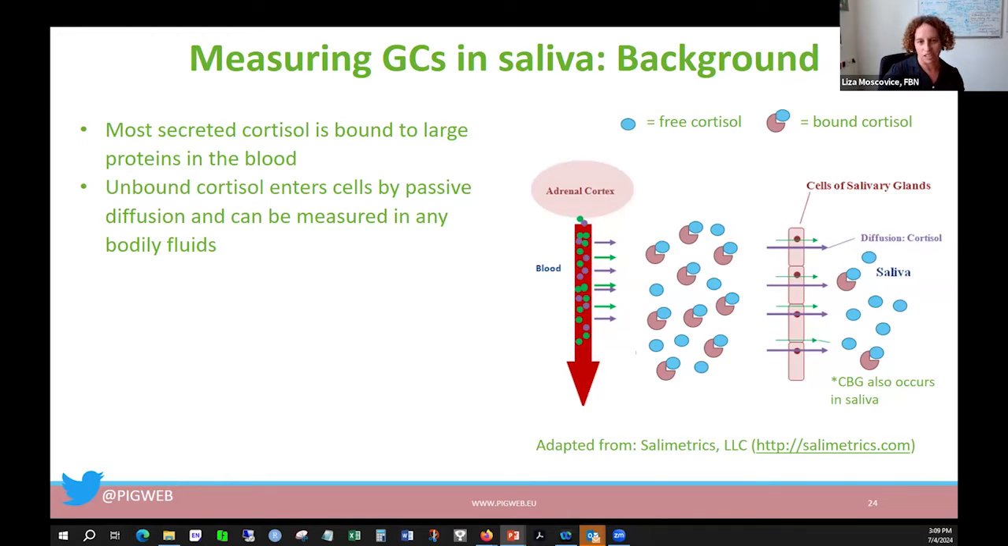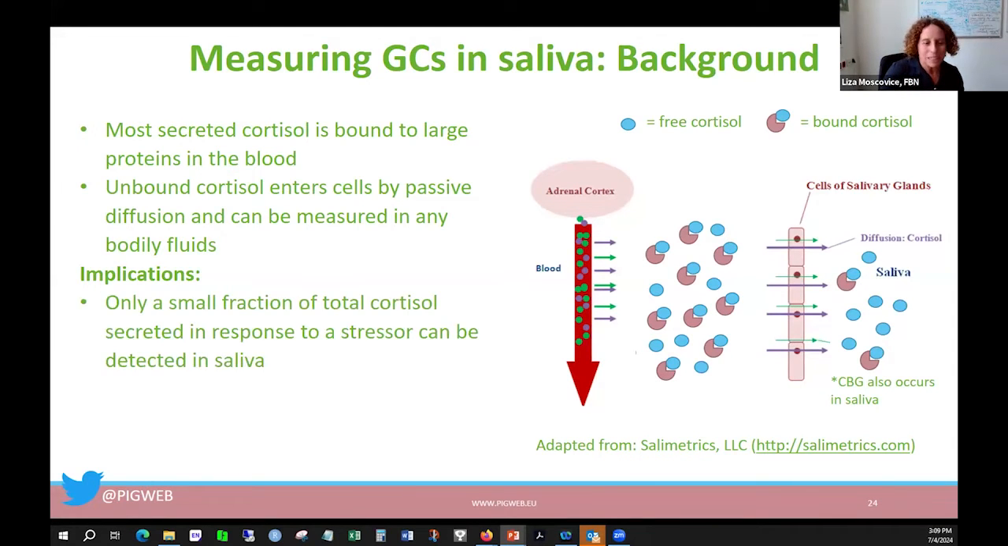And it's not passing to the saliva, but the remaining unbound cortisol can pass through by cell diffusion into the saliva, and it can then be measured in saliva. What this implies, first of all, is that only a small fraction of the total cortisol that is secreted in response to a stressor can actually be detected in saliva. But what we hope is that this unbound or free cortisol is representing well the biologically active fraction, the cortisol that can bind to receptors.